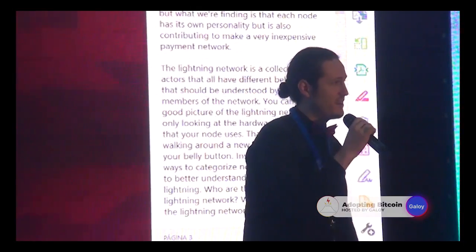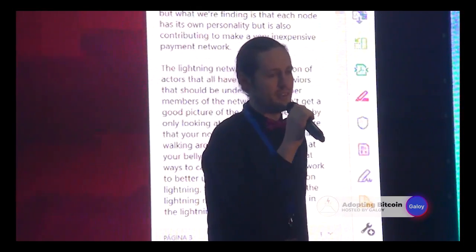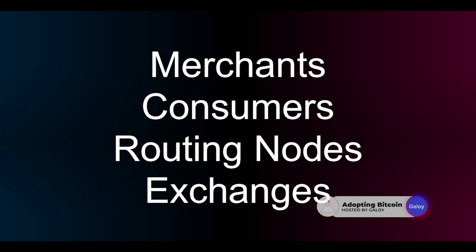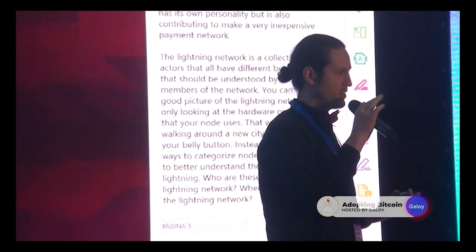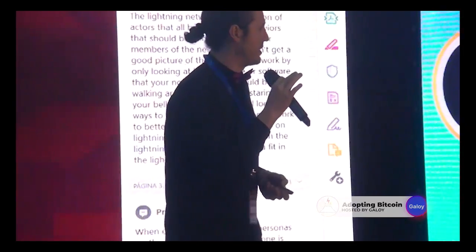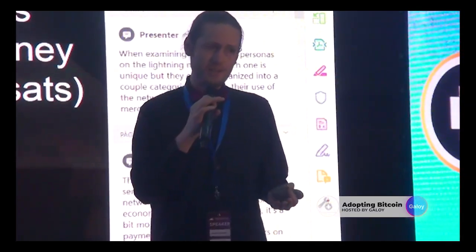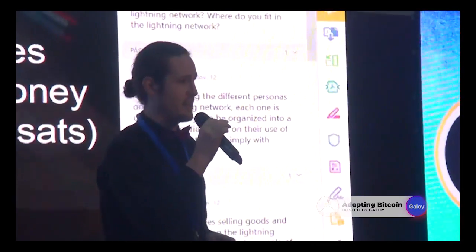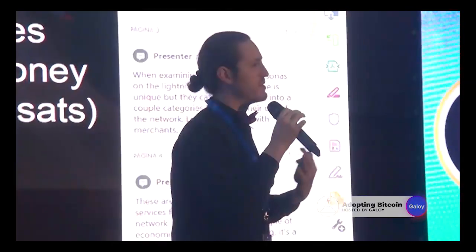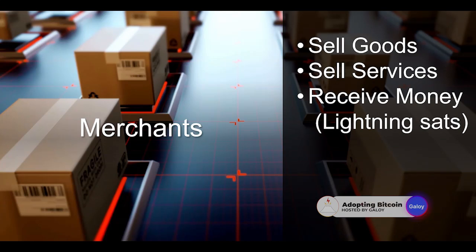So generally there are 4 different types of nodes on the network. There's merchants, there's consumers, there's routing nodes, and there are exchanges. So first, for simplicity, I'll talk about merchants. Generally, these are the people that are providing goods and services on the Lightning Network, and they're the ones that are going to be receiving Satoshis through the Lightning Network.